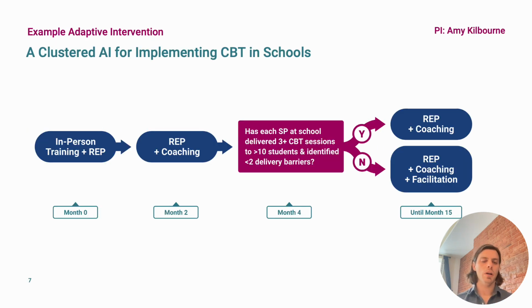So to talk about clustered AIs, we're going to look at the following as our motivating example. It's a clustered adaptive intervention for implementing cognitive behavioral therapy, or CBT, in school settings. So a very brief overview of this clustered AI. The school starts with in-person training plus REP. After 2 months, they get REP plus coaching. They get that for 2 more months, and then based on how they're responding to REP plus coaching, they either continue with REP plus coaching or they augment with facilitation as well.